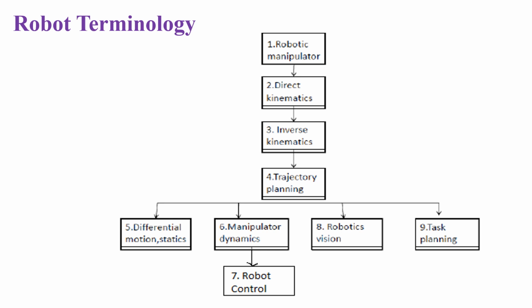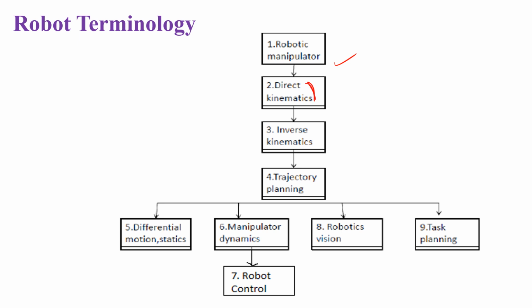Then what are the terminologies we are going to use? First, what is a manipulator? A manipulator is a robotic arm in which you have a series of links, and these links are connected by joints. One end is stable, and the other end is allowed to move freely. To that end, the end effector, which is a gripper or tool, is connected. So that is the robot manipulator.